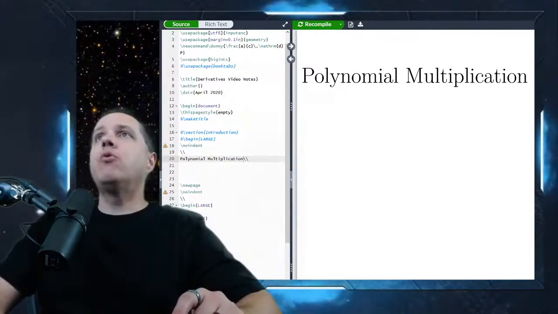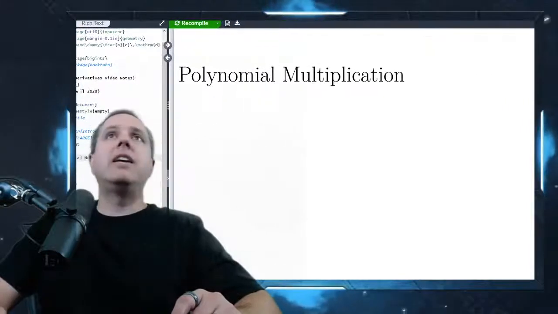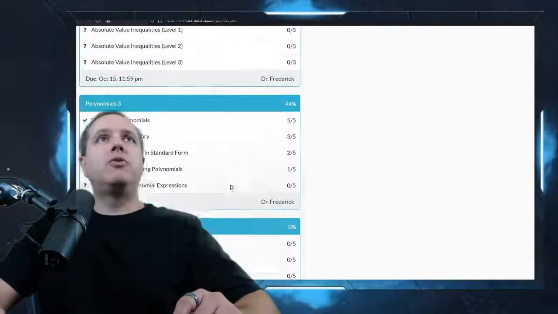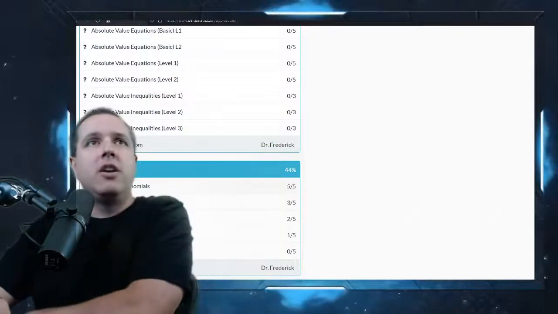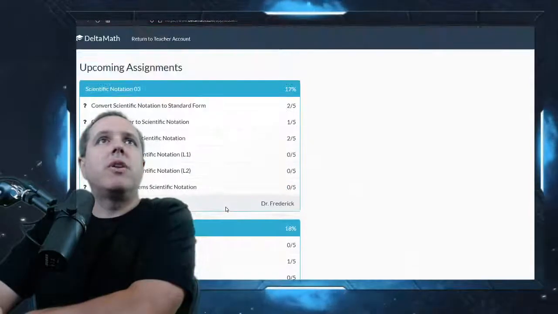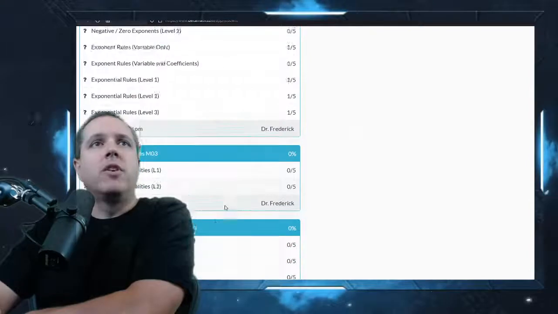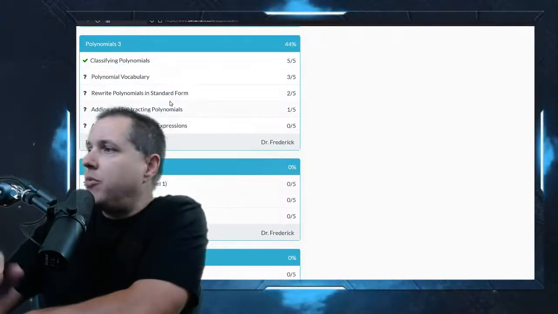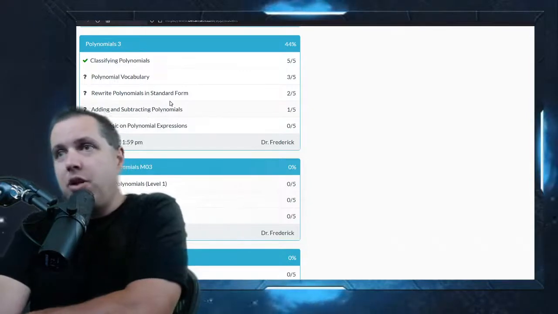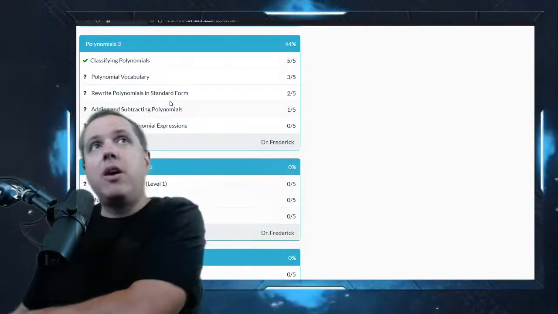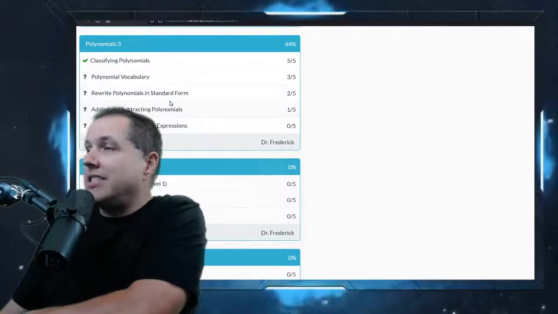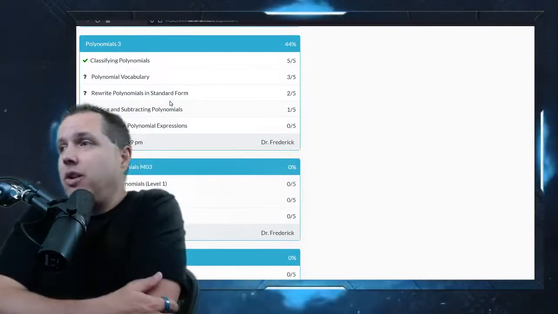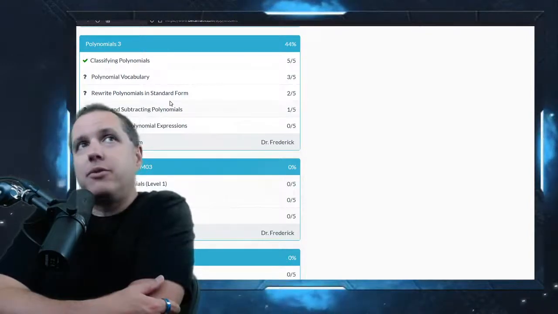So we're going to continue our discussion today. Last time we were looking at polynomials, introducing polynomials as far as the vocabulary of polynomials. We talked about the degree of the terms in a polynomial. We talked about the degree of the polynomial. We talked about writing things in standard form. Adding and subtracting them is pretty straightforward. It's essentially just combining like terms, right?